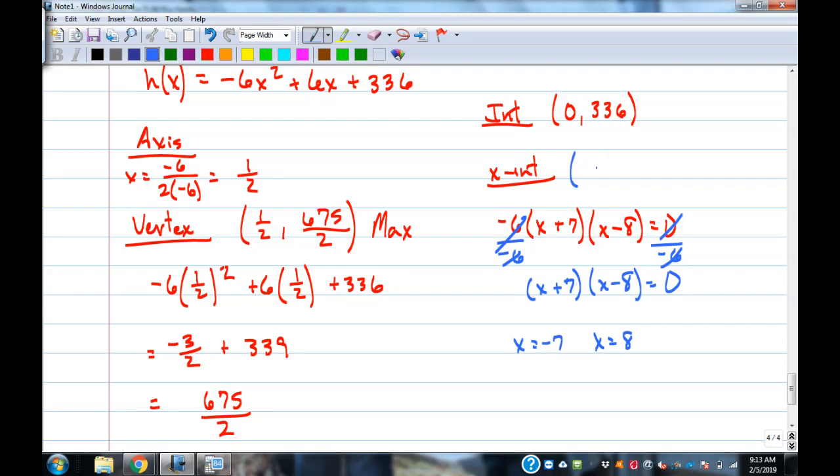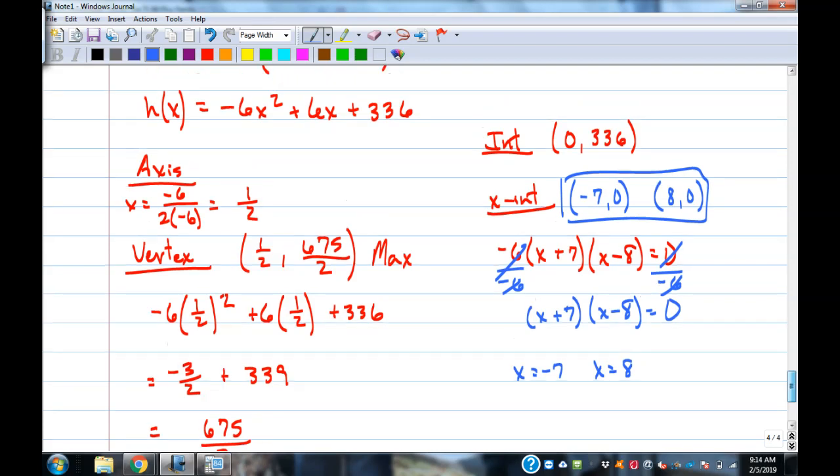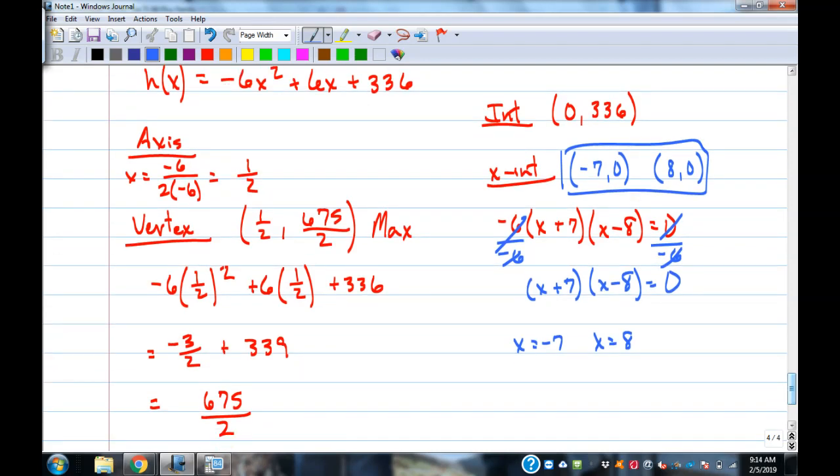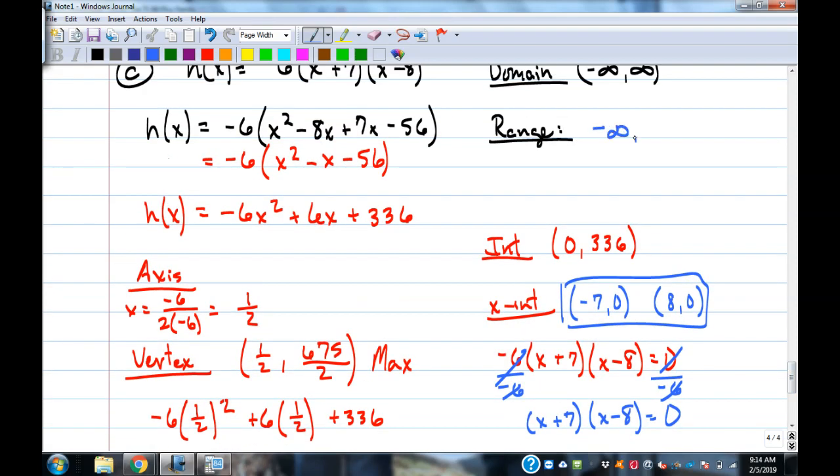So we have intercepts at (-7, 0) and (8, 0). We can go back and get our range now. Our range, since we know this thing opens down, is going to start at -infinity and go up to the y value of the vertex, 675 over 2. Oops, wrong notation there. Should be a bracket on that. It's included. All right.